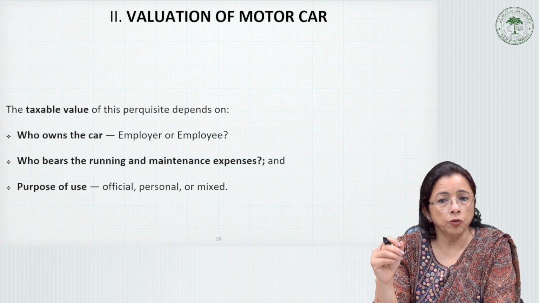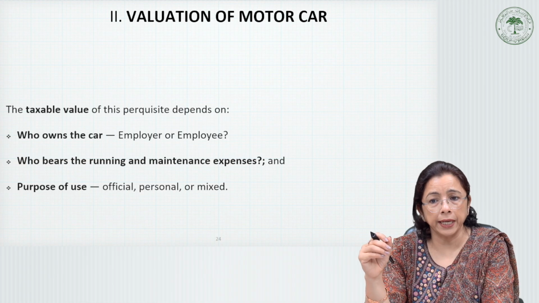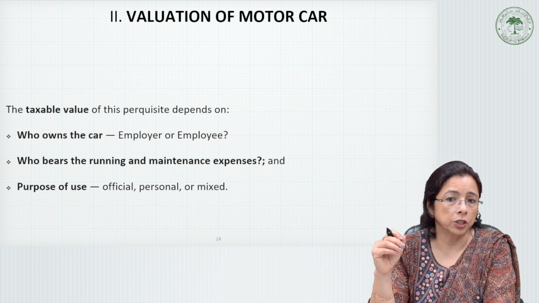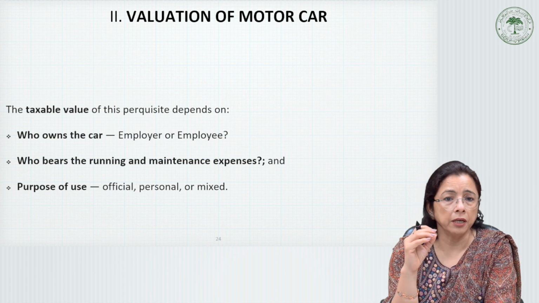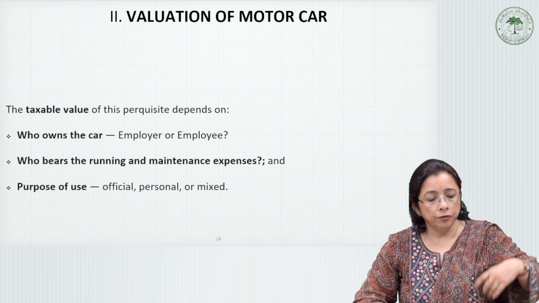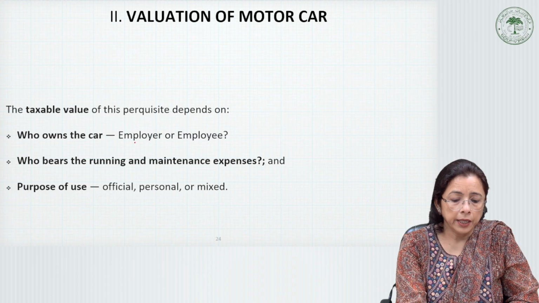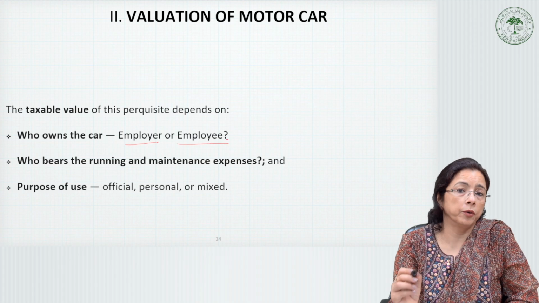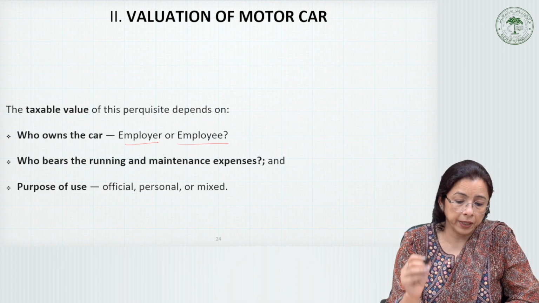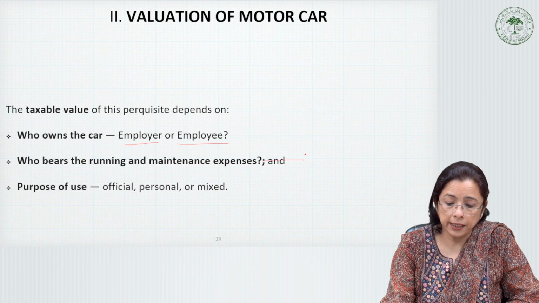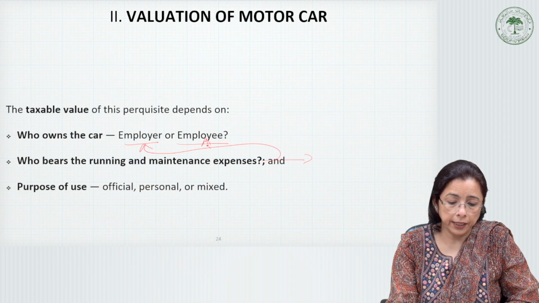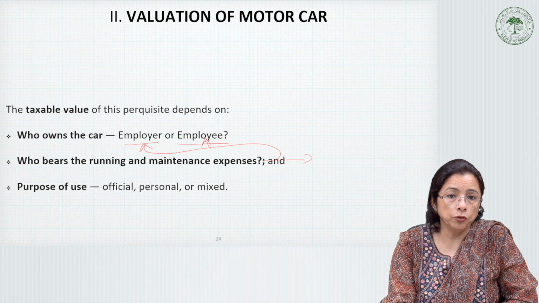And per month denotes a complete month according to the English calendar, and a part of that month is ignored for the valuation of the motor car. So we begin with this to understand the valuation of car. First thing that we have to decide is whether it belongs to employer or employee. On this category we will take some decisions. Then who bears the running and maintenance expenses? Again, is it the employee or the employer? And what is the purpose of use here?